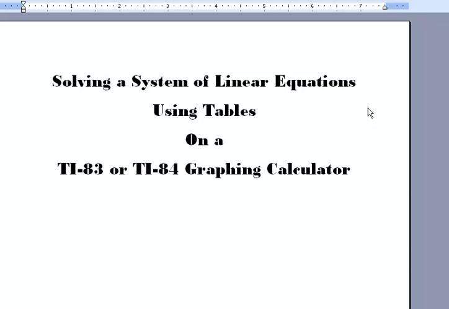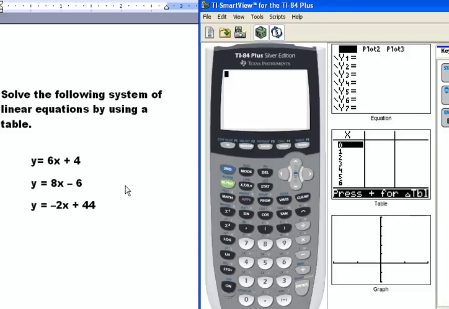Welcome to this instructional video on solving a system of linear equations using tables. We will be using a TI-84 graphing calculator, but the directions would be the same for a TI-83 graphing calculator as well. The example we will be working with is to solve the system of linear equations y equals 6x plus 4, y equals 8x minus 6, and y equals negative 2x plus 44.